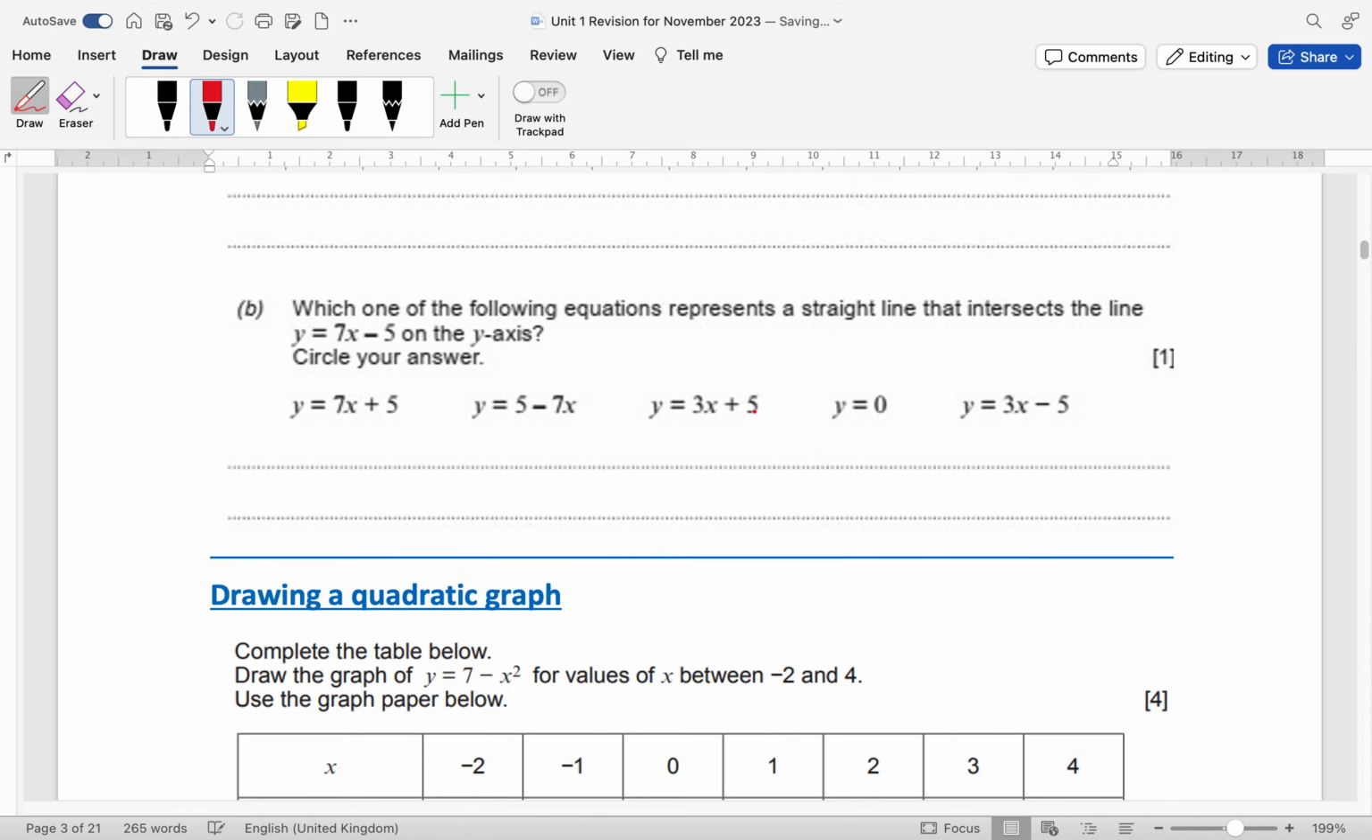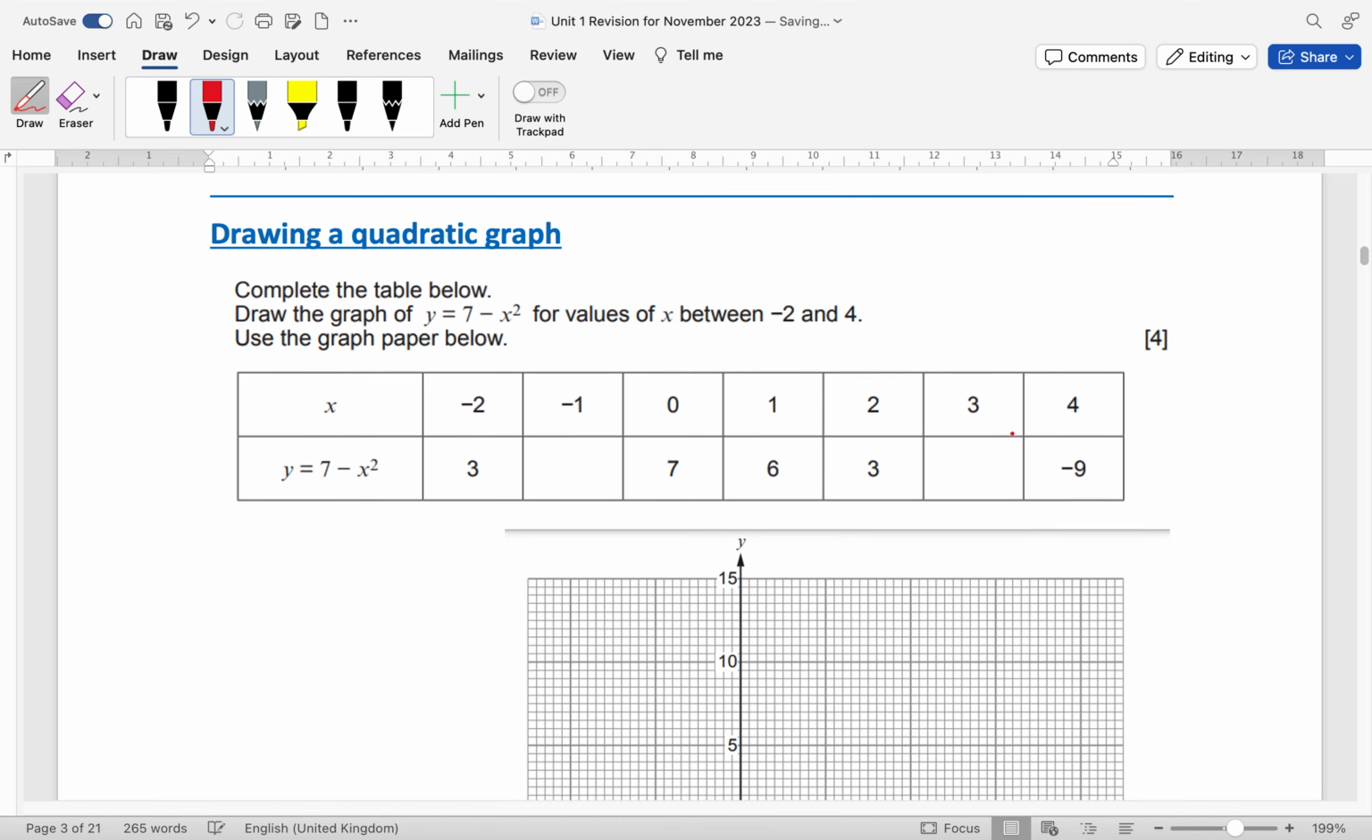Which one of these lines intersects this line on the y-axis? In other words, it's a funny way of saying which one of these has the same y-intercept. That's a terrible drawing. So I'm looking for which one has the same y-intercept, which also has a -5 y-intercept, which is this one here.